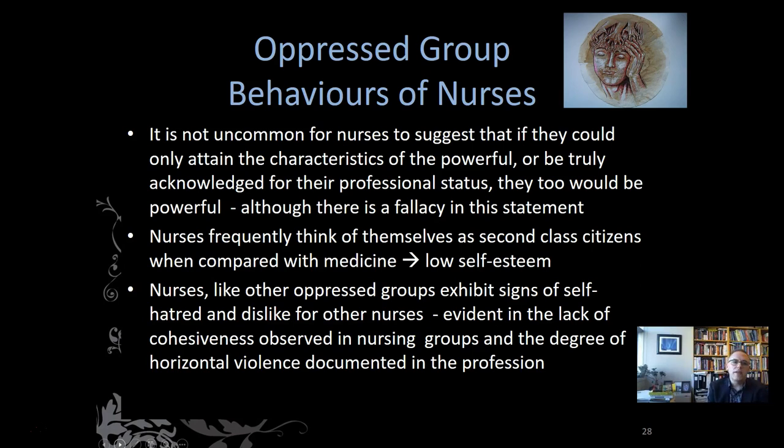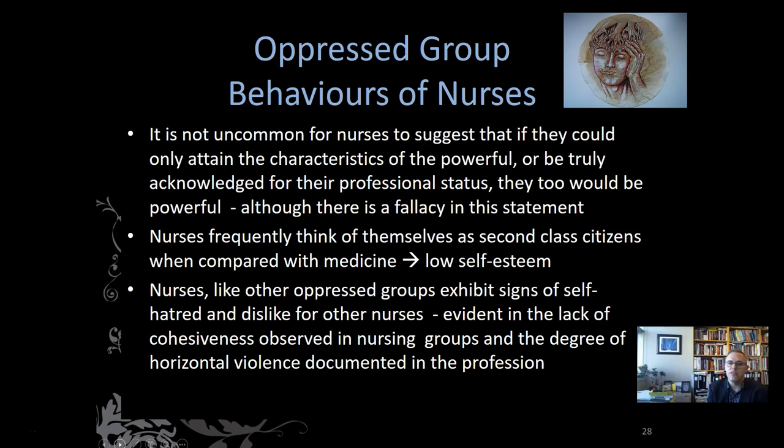So it's not uncommon for nurses to suggest that if they could only attain the characteristics of the powerful or be truly acknowledged for their professional status, that they too would be powerful. But there's ultimately some fallacy in this statement, because the issue is not about being recognized by other people as powerful. It's about recognizing that you have power. We all have power. We have to just choose whether we're going to enact it or not, and how we're going to use it.